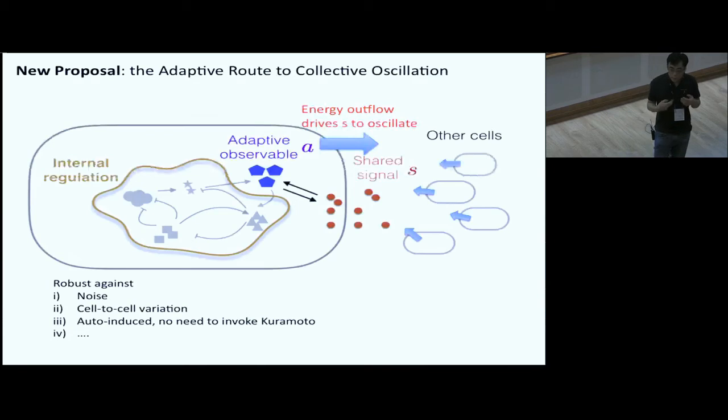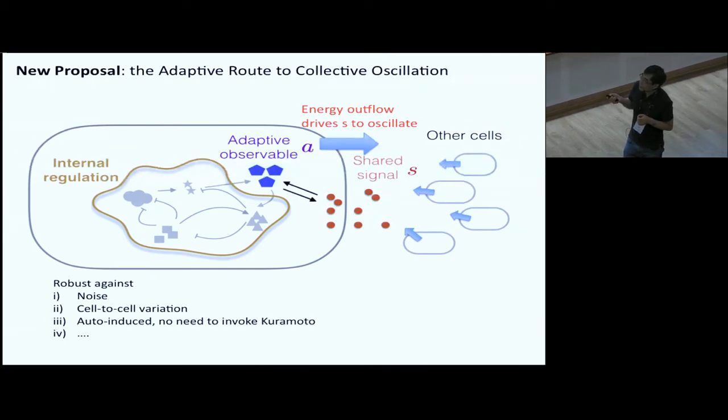So this allows us to build an overarching scenario for how this auto-induced collective oscillation can happen in a cell population by virtue of this kind of energy flow. What's happening inside the cell can be very complicated, but if the signal only interacts with this particular observable, then you can write down some dynamics for this environmental variable from this energy point of view. So this is what we did.